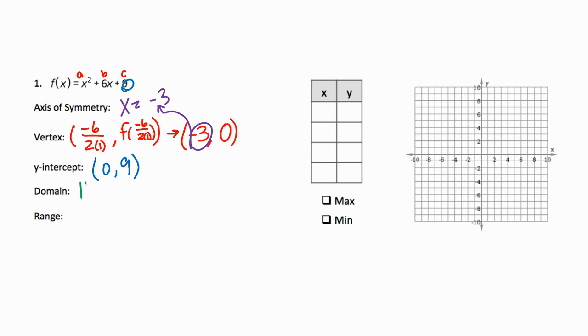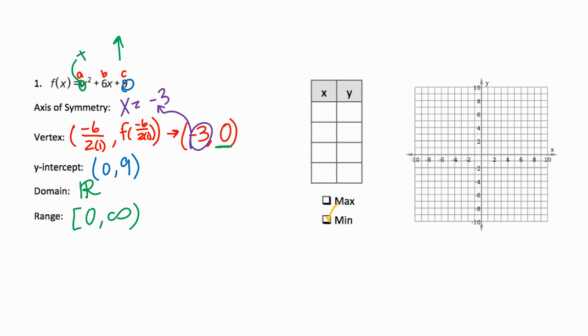Our domain is always all real numbers, and I can denote it by that R. And then our range, this one, a is positive, so it's opening up. So it is our vertex y to infinity. All right, we said it was opening up, so that means that we have a minimum, not a maximum.